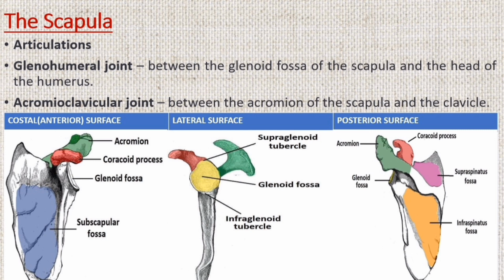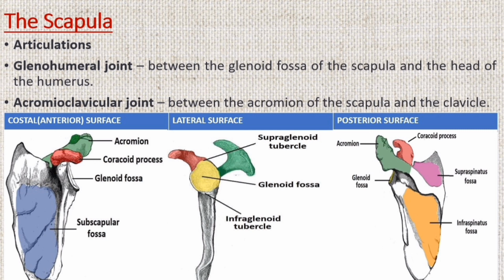Originating from the superolateral surface of the costal scapula is the coracoid process. It is a hook-like projection, which lies just underneath the clavicle. Three muscles attach to the coracoid process: the pectoralis minor, coracobrachialis, and the short head of the biceps brachii.